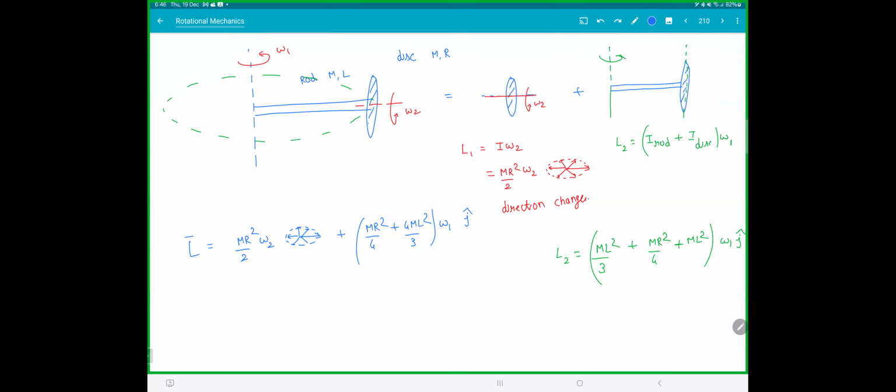Have a look at this page. Next one. Any doubts? Ansh, Daksha, clear? Niharika? Sir, could you again explain how you got mr square by 4? For a disk about its diameter, perpendicular to the plane it is mr square by 2, and in the plane it is mr square by 4.